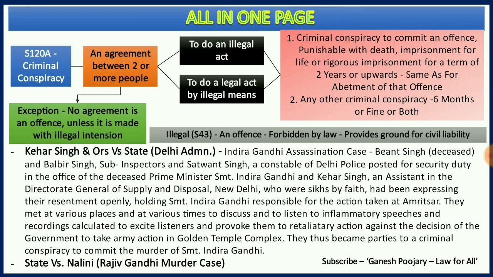As I have already said, there are only two sections, one section 120A and the other one is 120B. Now 120A defines what is criminal conspiracy. It says if there is any agreement between two or more people to do an illegal act or to do a legal act by illegal means, that is a criminal conspiracy.